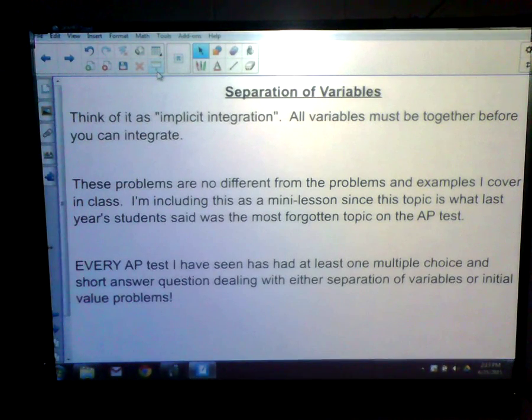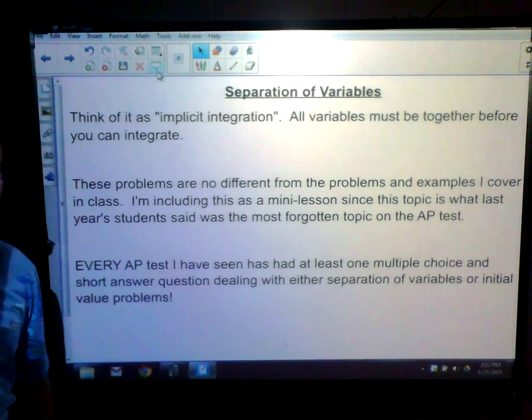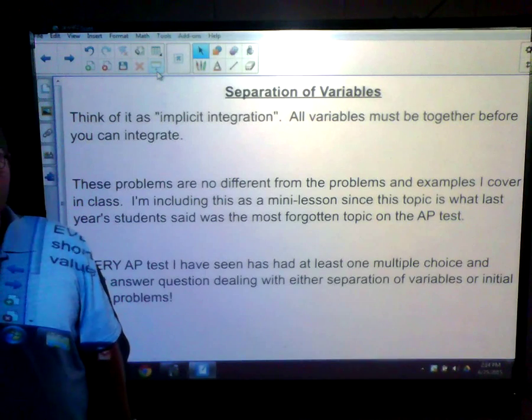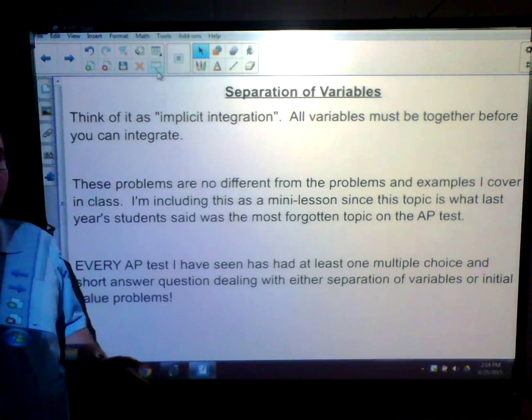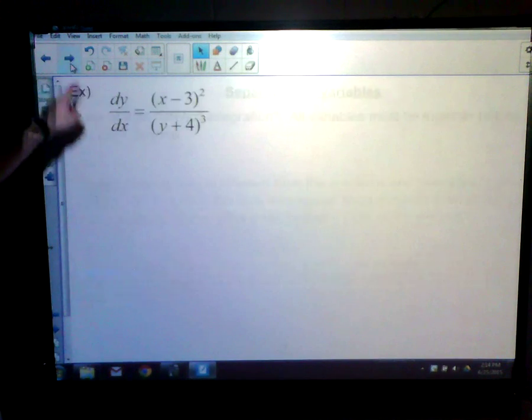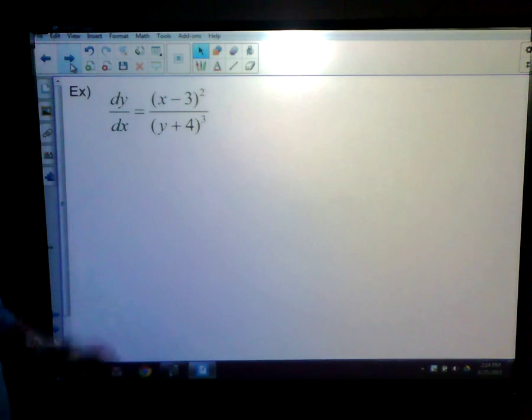Every single year, there's at least one multiple choice and one short answer question dealing with initial value problems. Separation of variables is a very important topic. On the separation of variables problem on the AP test, if you don't do the first step right, you get no credit. And that's why we're going to take some time to talk about it. Let's start off with an easy one.